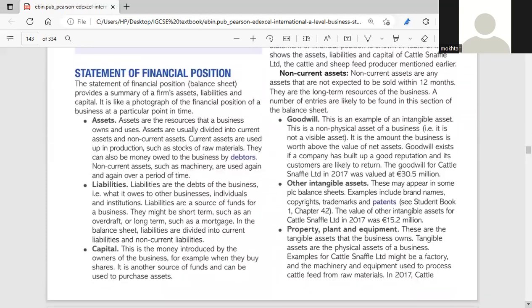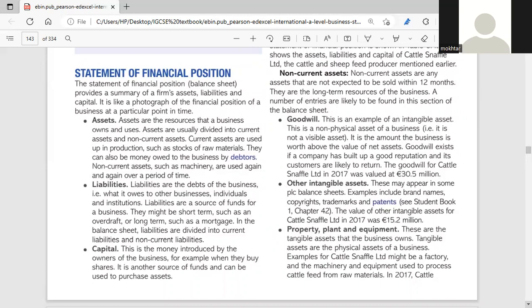One example is goodwill. Though goodwill is not physical, you cannot see goodwill. You understand? It's not physical. So what is the example? They said goodwill exists if a company has built up a good reputation. So when we talk about goodwill, we're talking about the reputation of the business. That's for goodwill, which is a non-current asset. It can last forever.